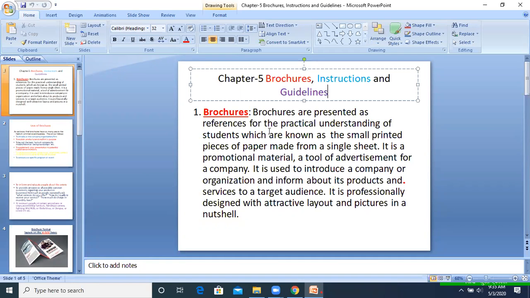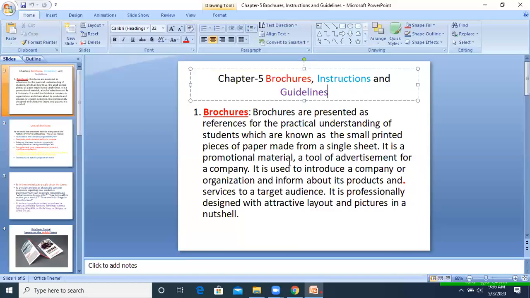How is it designed? And what materials are used to make it? For your practical understanding, we are going to discuss the brochures in this class. Okay, go ahead. It is a promotional material. What do we mean by promotional material? It means the brochure promotes any company or organization where you work. That's why this type of material is called promotional material.